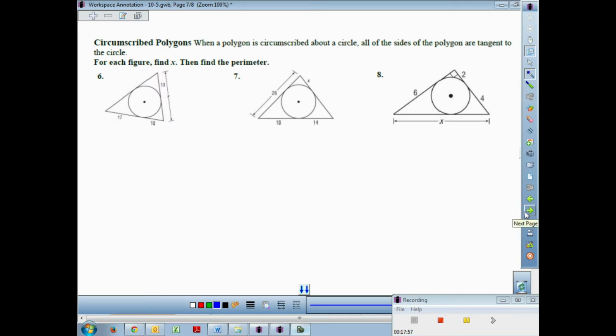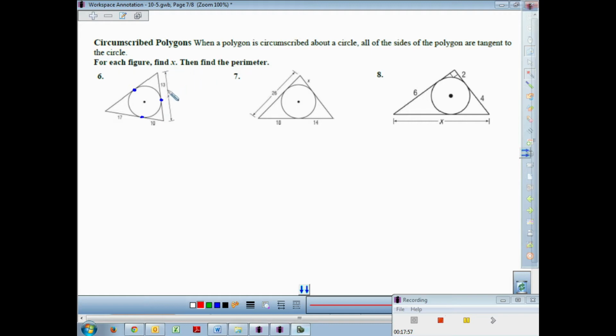And then circumscribed polygons is when a polygon is circumscribed about a circle, all of the sides are tangent to the circle. Circumscribed means that the circle fits inside of there, and it only overlaps a segment in one spot basically. So those 3 points are points of tangency. Well, we can use what we learned from above. It says for each figure find x and then find the perimeter.